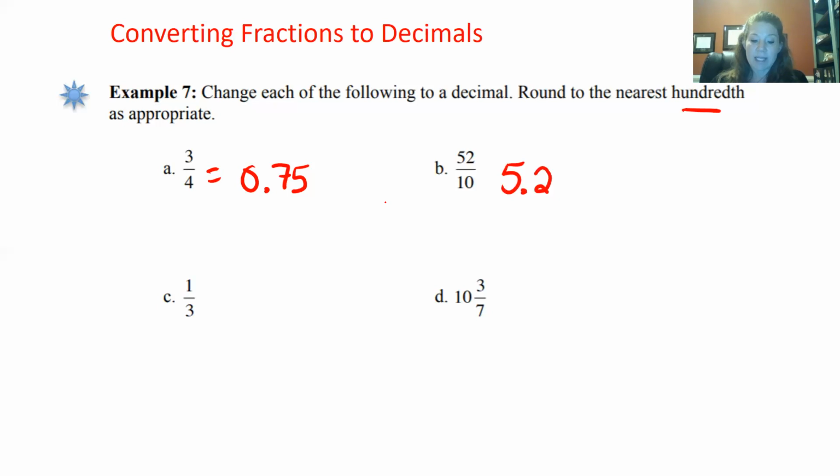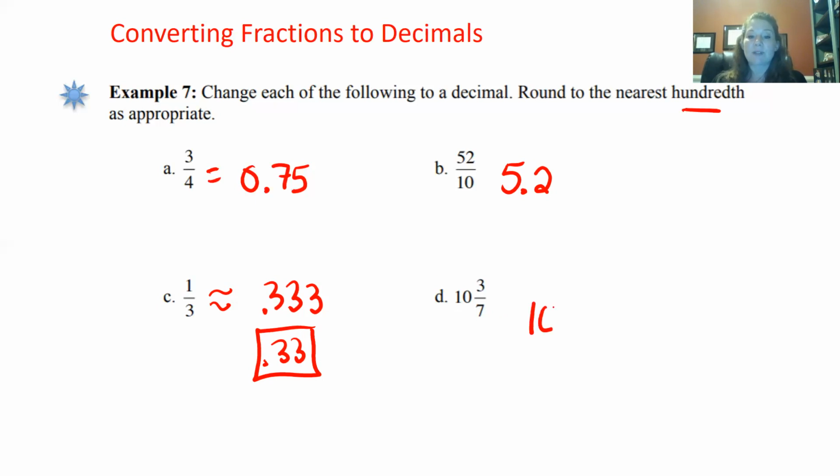Letter C, I get 1 divided by 3, and I get a non-terminating decimal. So I'd say it's about 0.3, and the hundredths place is 3, and that means the next place would be a 3. Well, if I'm rounding to the hundredths place, I need to look at the number in the thousandths place. Since the number in the thousandths place is less than 5, that means that this 3 stays the same, or it doesn't get bigger. So my answer rounded to the nearest hundredths is 33 hundredths.